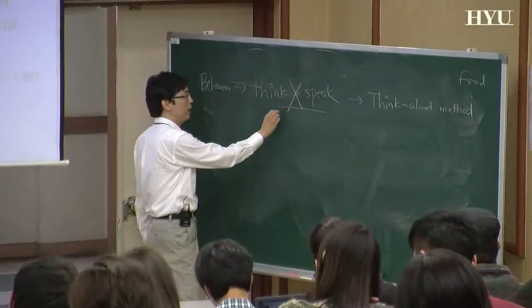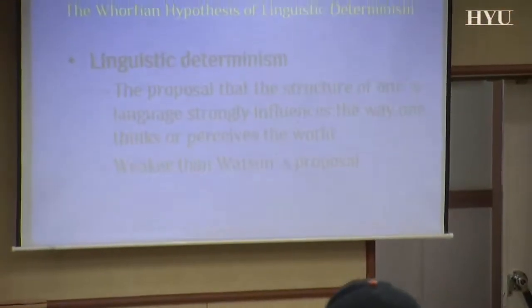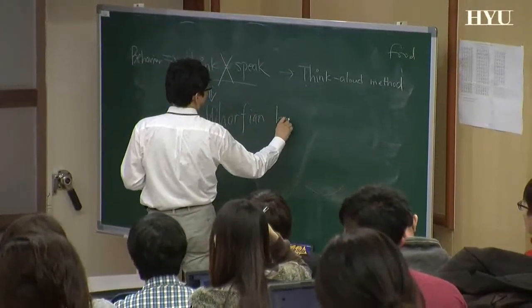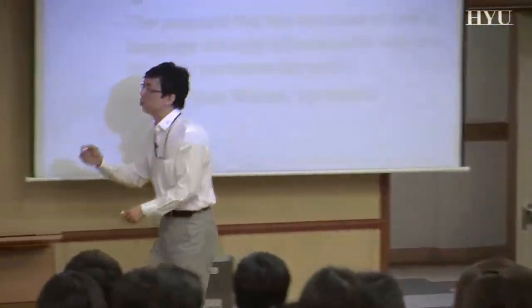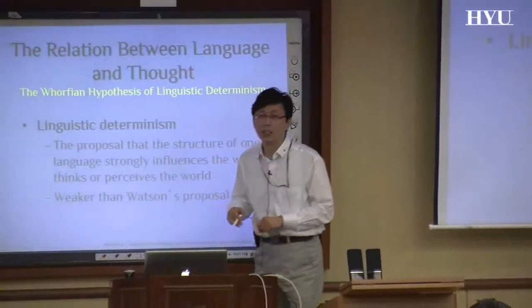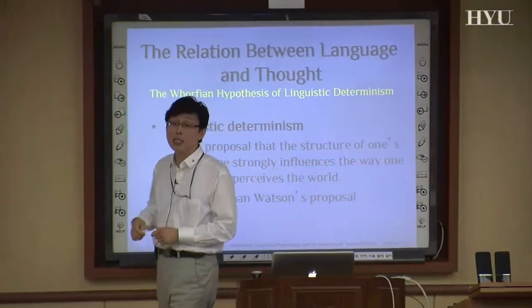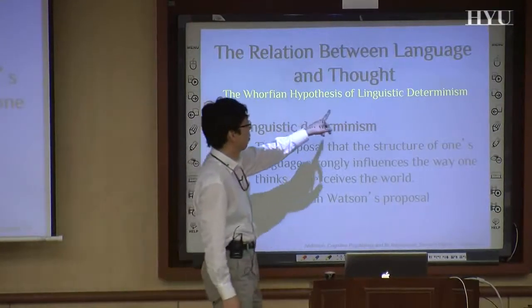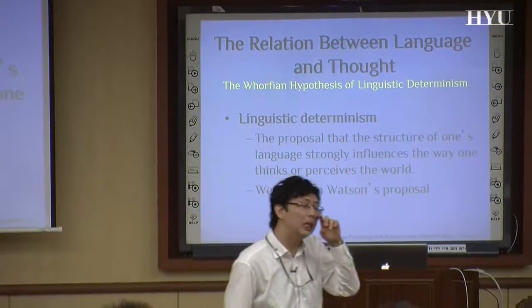So we need a new theory, called the Whorfian hypothesis. Whorf, I can't pronounce it clearly, is the name of a person. He was a chemist, not a cognitive psychologist. That's why his hypothesis is linguistic determinism. He didn't do any experiment or empirical study. Only what he did was an idea.